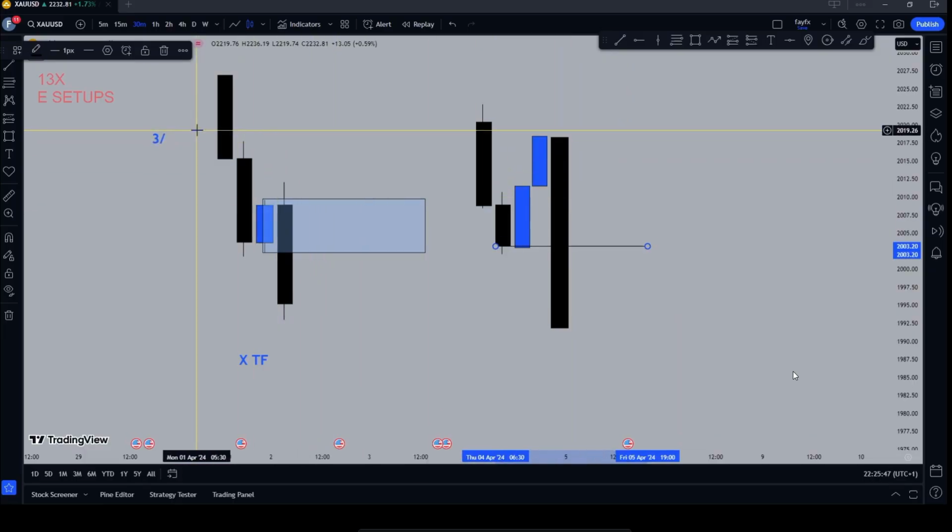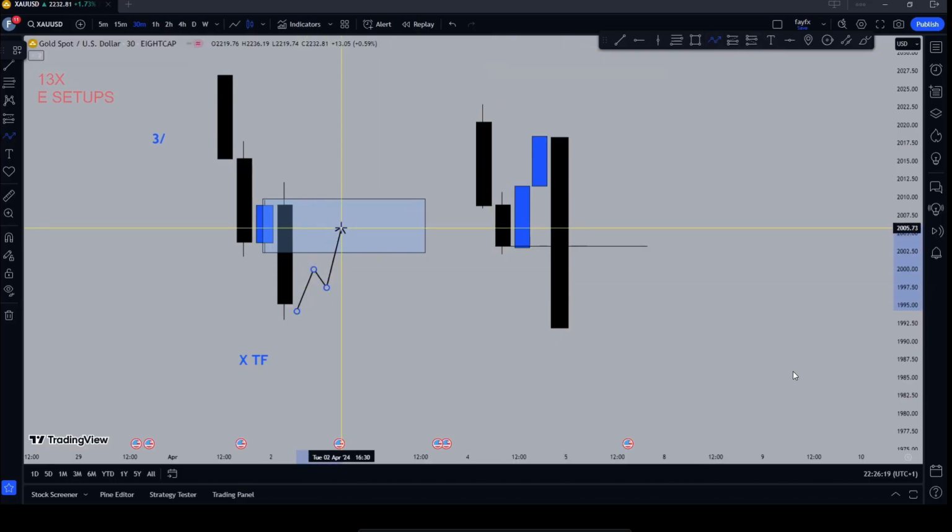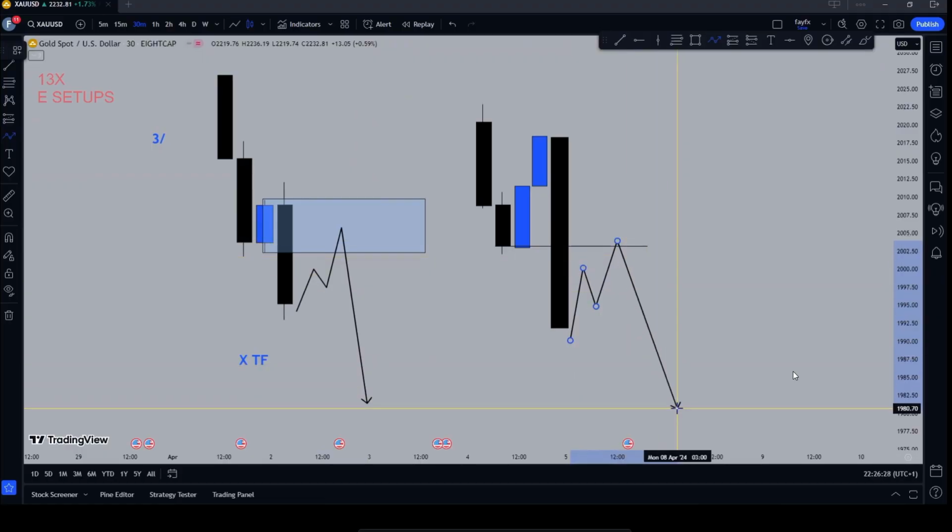Remember, this third setup is for continuations. Imagine we are in a bearish trend and we have a bearish engulfing in X time frame. And when we go one time frame lower, we find a bullish engulfing inside this bearish engulfing with a clean breakout. Price will go to visit this area to go down exactly at this level when we have a clean breakout.